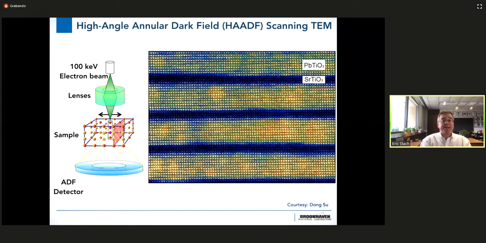We collect the scatter generally at high angles by using a scintillator detector called an annular dark field detector. Basically what it does is it's a donut that captures just the high angle scatter.